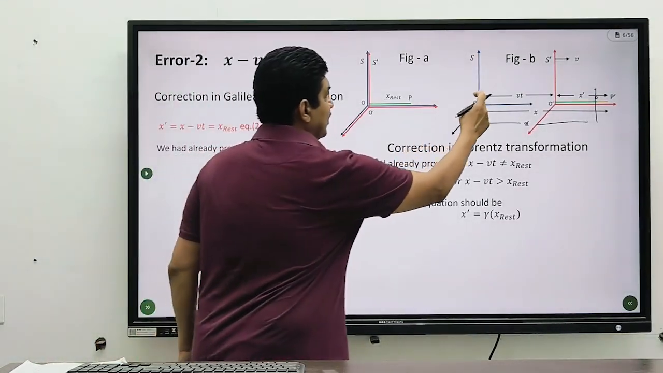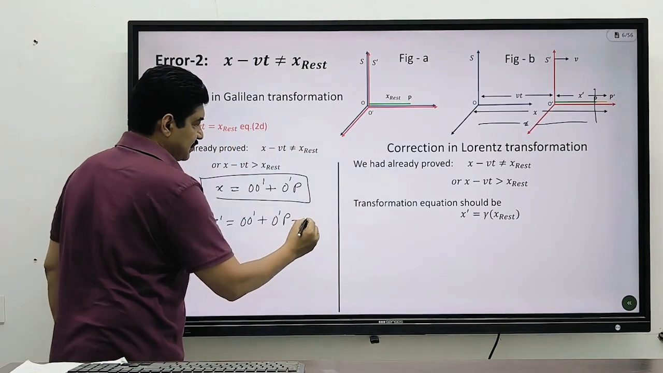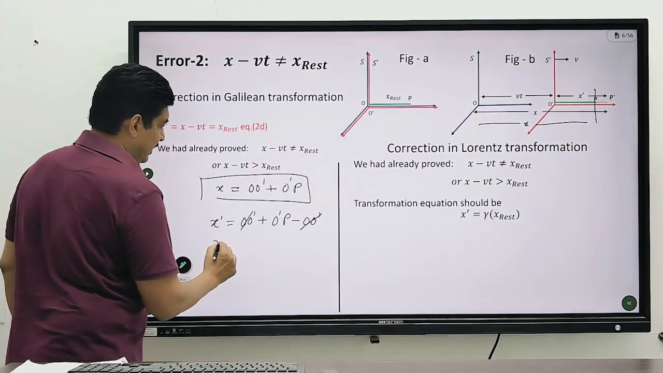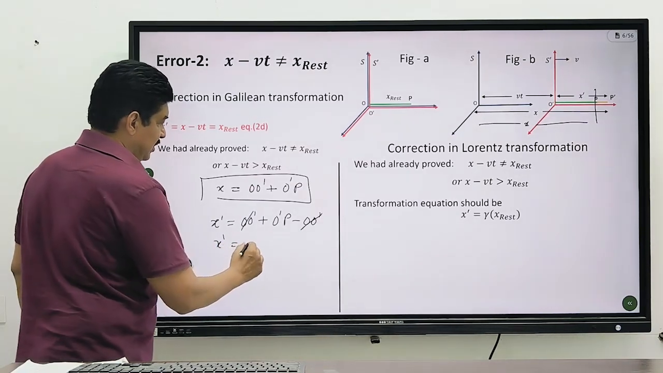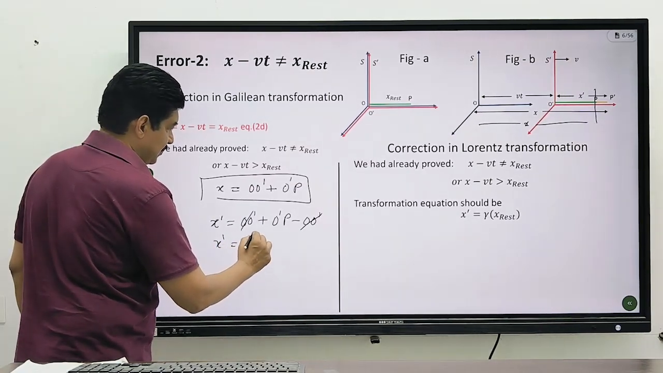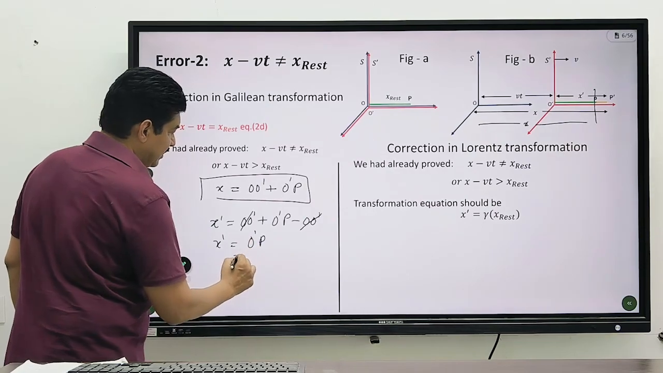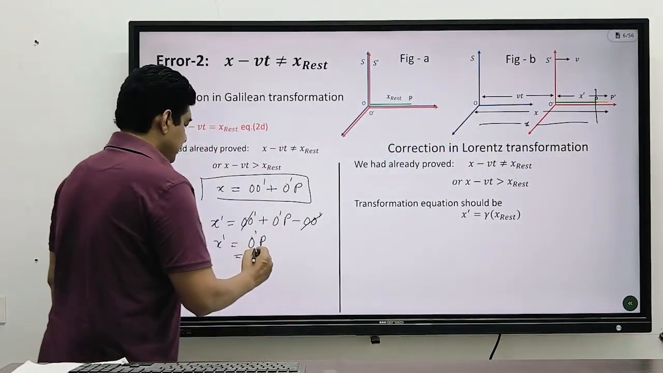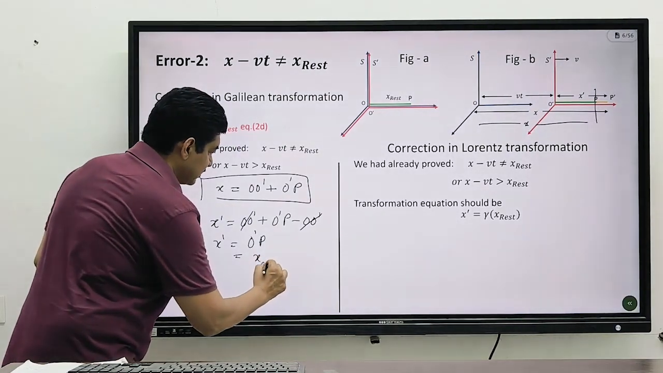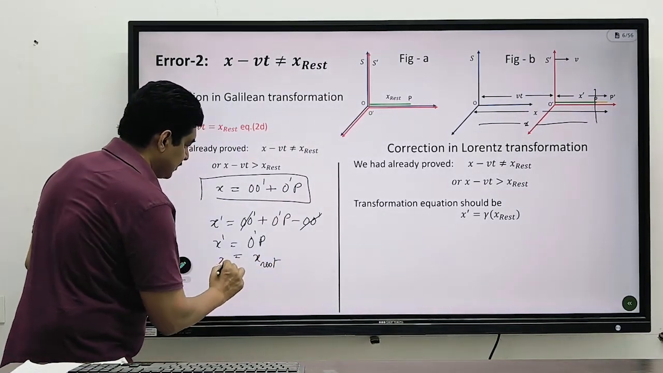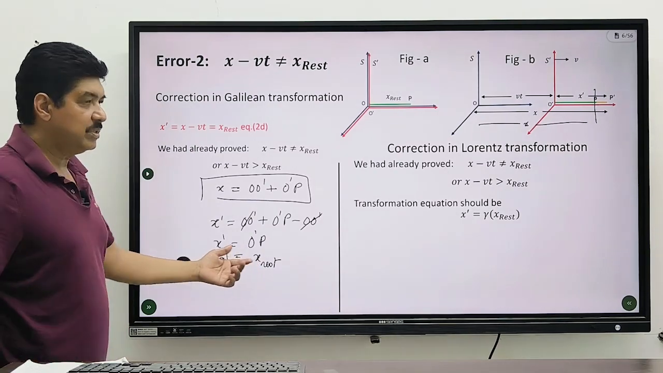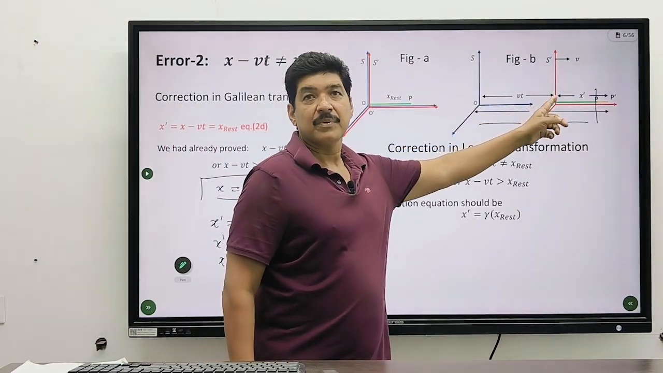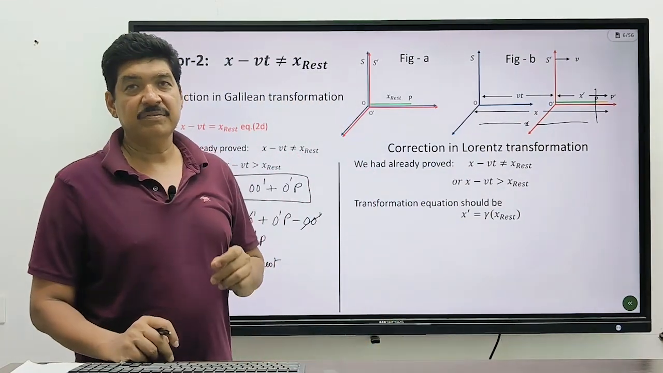What is Vt? Vt is O prime. So O prime, you cancel this, you get x prime is equal to O prime P. What is O prime P? That is equal to x rest. So there is no transformation in Galilean transformation equation.